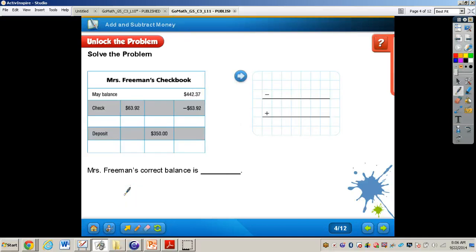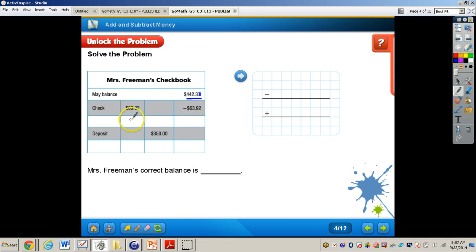Okay, thinking about everything that we have talked about, first of all, we can see that this is Mrs. Freeman's checkbook. We have the May balance. The check that we talked about, $63.92. I missed something here. $442.37. Where is that number coming from? That was the account balance at the end of May. $63.92 was the check that was written. So you subtract that from the original account balance right here.